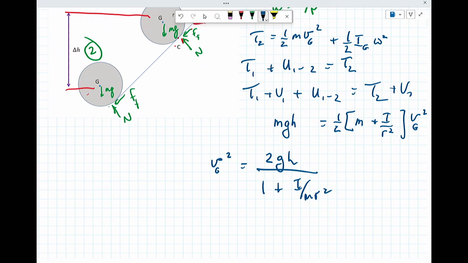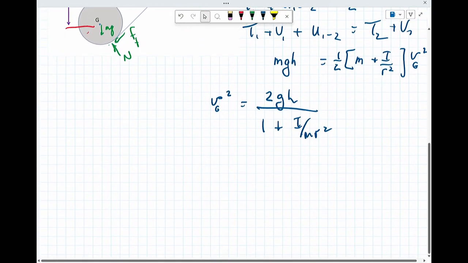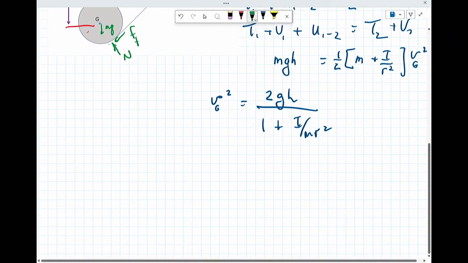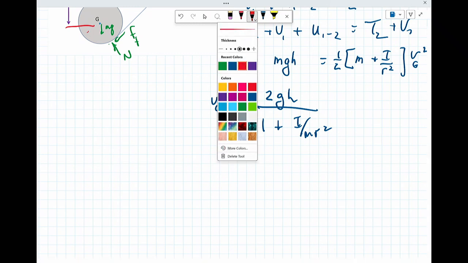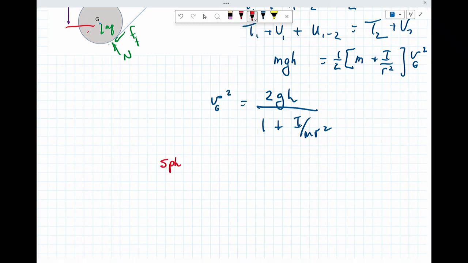So again, I have all of this. The only thing I need to work on, and I need to know, is the sphere, cylinder, and hoop.